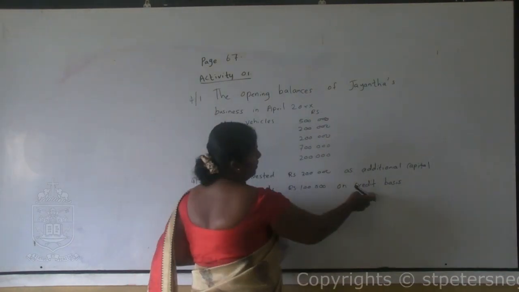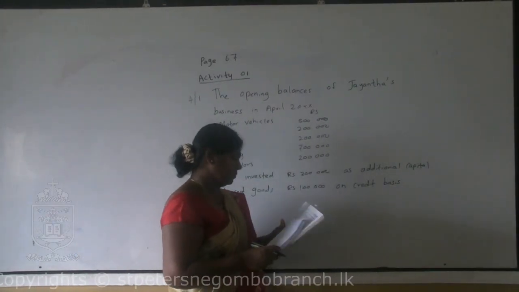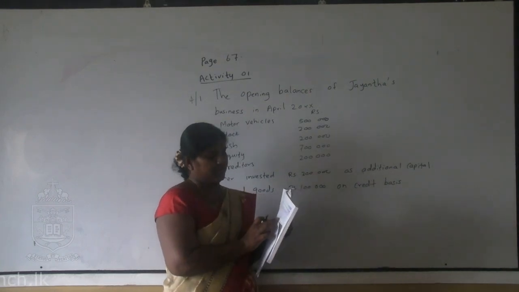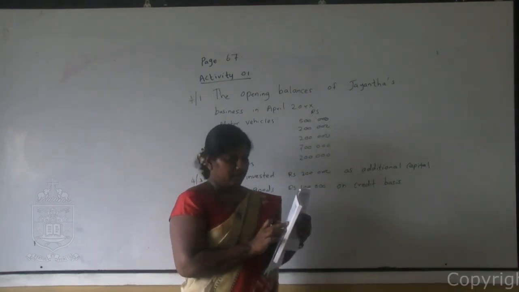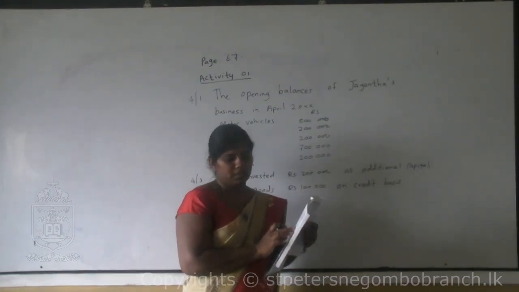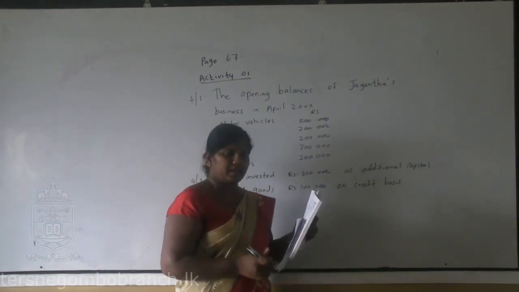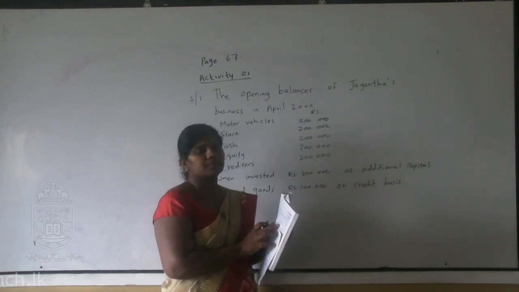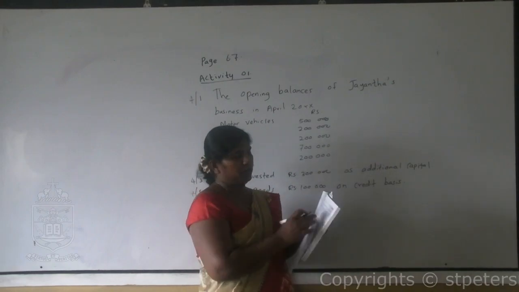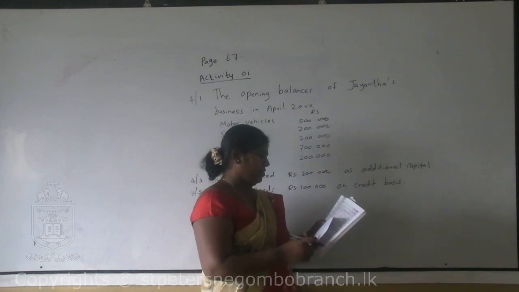Stocks increase, creditors increase. Next transaction you have given, 8th of April. That means cash decrease, creditors decrease. Cash decrease, creditors decrease 50,000. Amount of creditors decrease and cash decrease. That means here they paid that amount of money to creditors. So because of that, cash decrease, and the amount of the creditors also decrease.